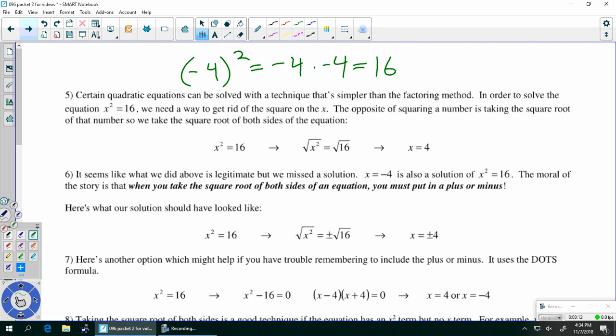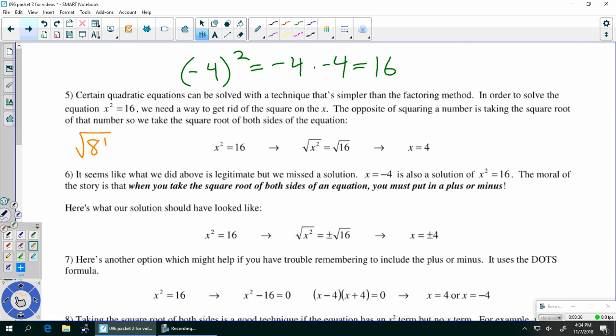So it's written here in bold and italics. That's the best I can do to call attention to this important fact that is very often overlooked by students. When you take the square root of both sides of an equation, you must put in a plus or minus. I'll say it again. When you take the square root of both sides of an equation, you must put in a plus or minus.